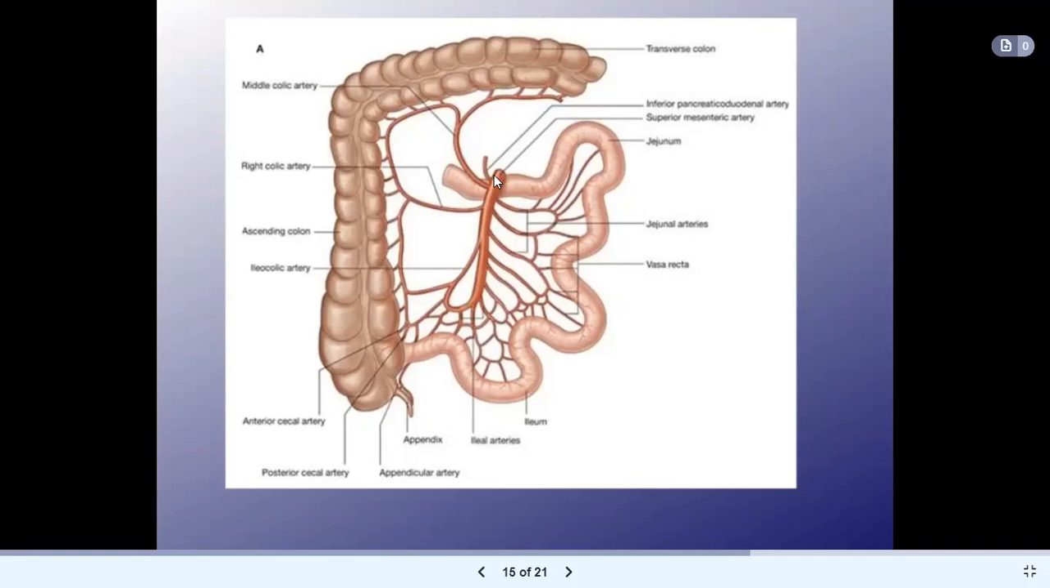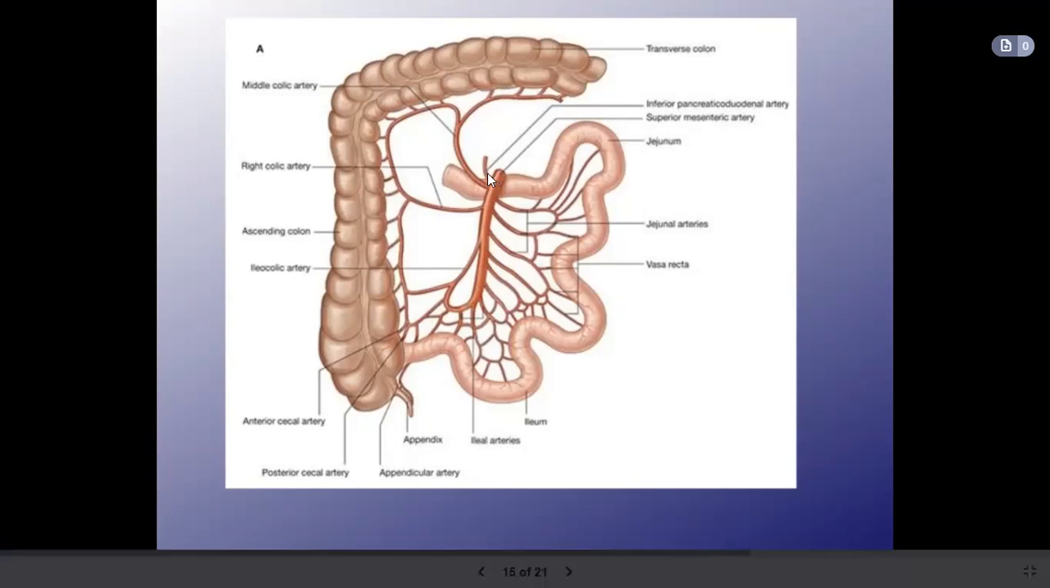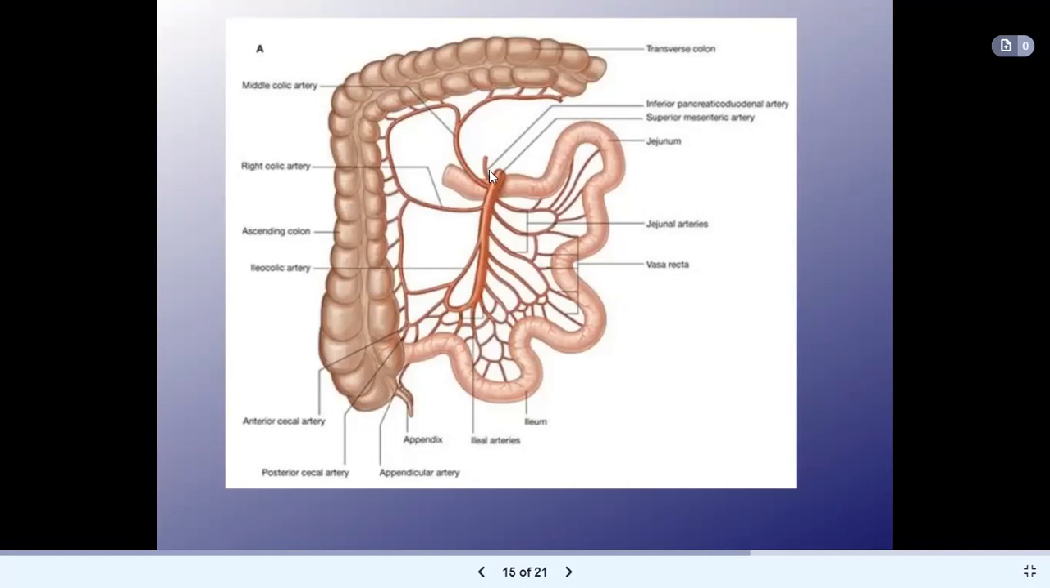So let's see the branches that come from it. The first branch here is the inferior pancreatico-duodenal artery, which runs to supply the pancreas and the duodenum. So some part of the pancreas and the duodenum will be supplied by the inferior pancreatico-duodenal artery. This one is a branch of the superior mesenteric artery.